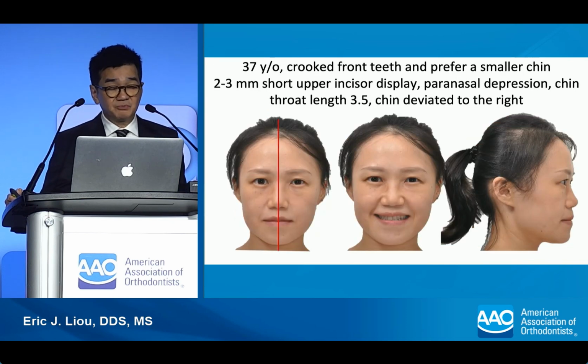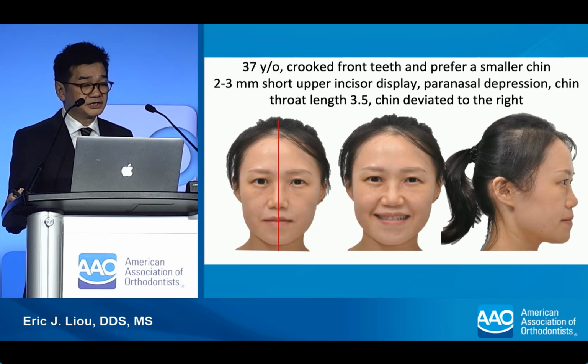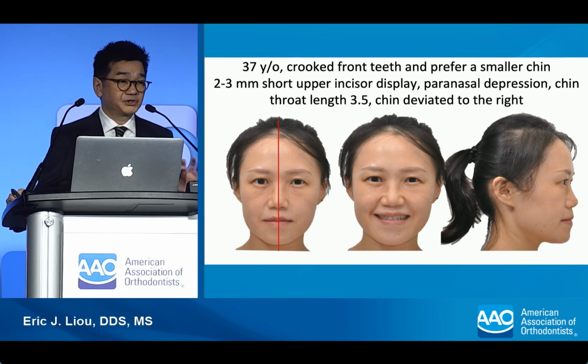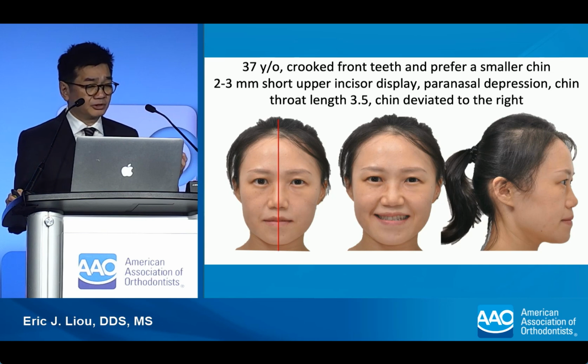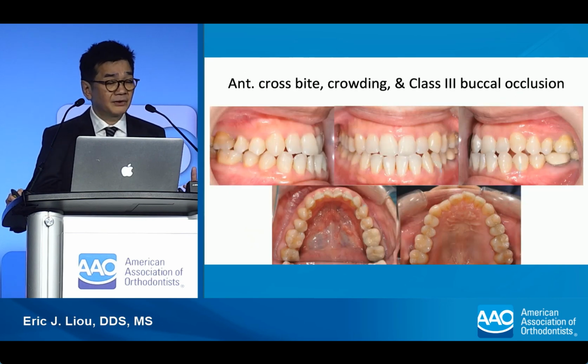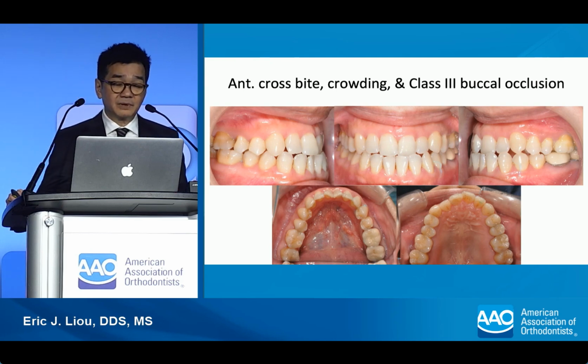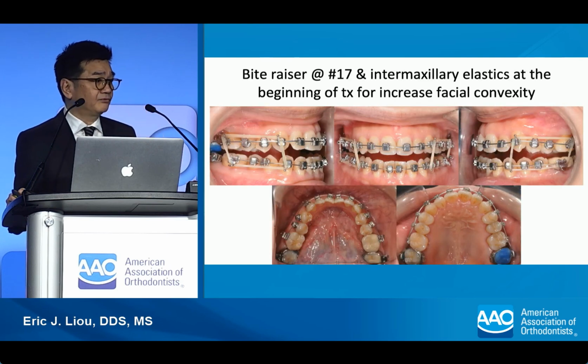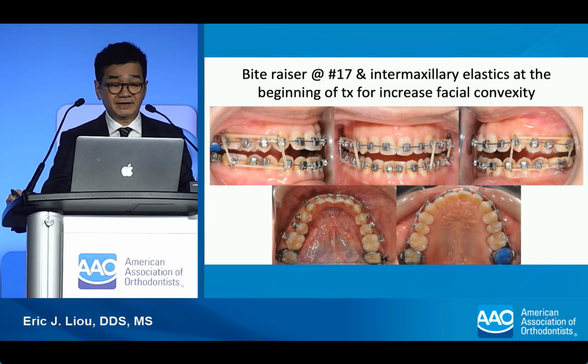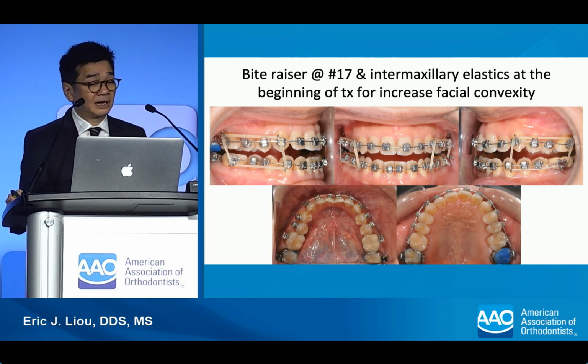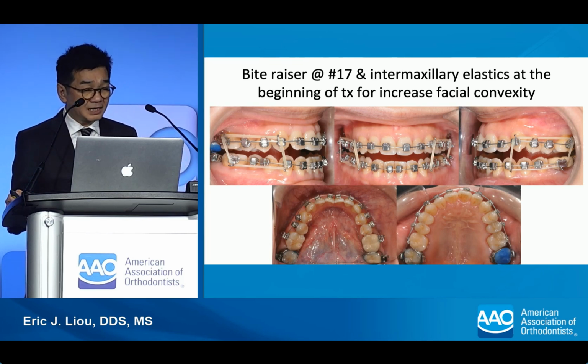This is another example, even older now, a 37-year-old female with a very similar chief complaint. She prefers a smaller chin. Intraorally, you see anterior crossbite, crowding, and class 3 buccal occlusion. So again, the first aim for this patient will be to increase the facial convexity, so I applied the BioRazor and intermaxillary elastic.